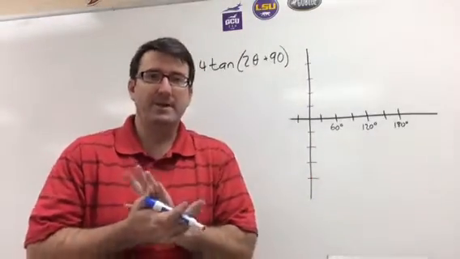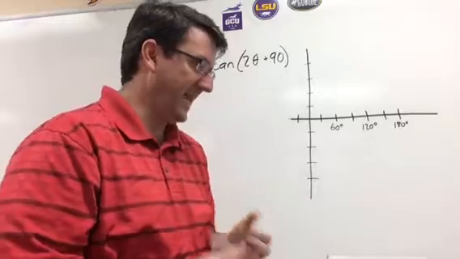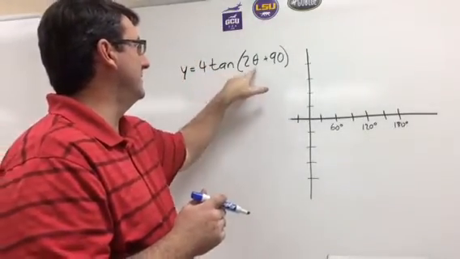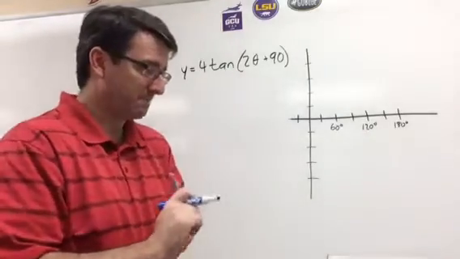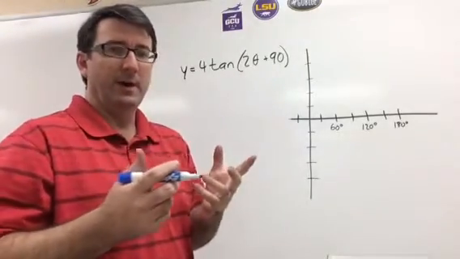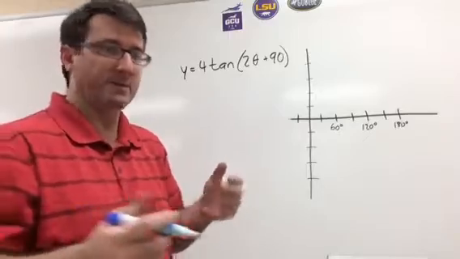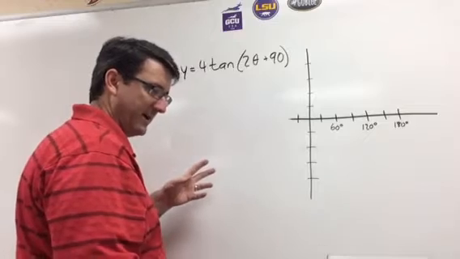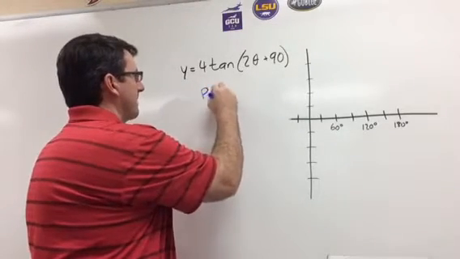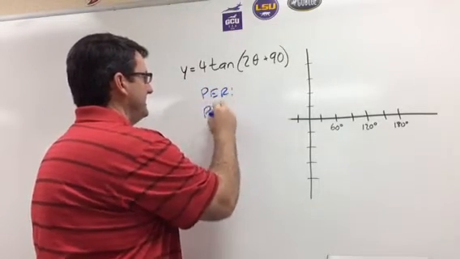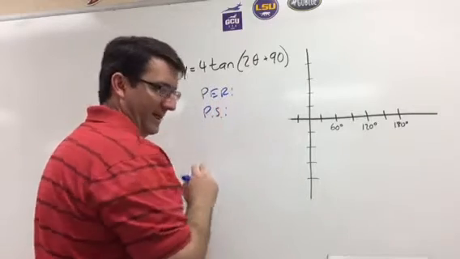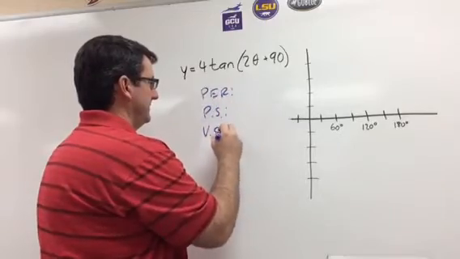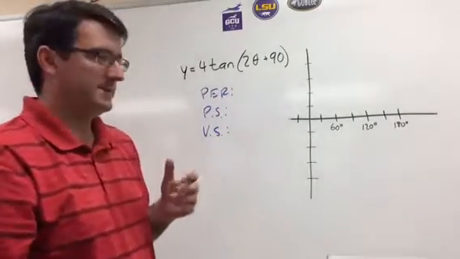All right, number 9. We're going to graph the tangent, y equals 4 times the tangent of 2 theta plus 90. Remember, tangent doesn't have an amplitude, so we're not asked to find the amplitude here, but we are asked to find the period, the phase shift, and the vertical shift. And all of this, the period and the phase shift, we want in degrees.